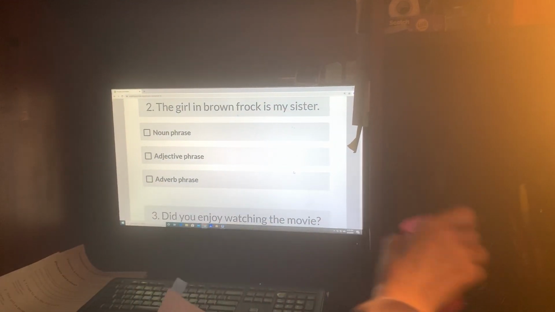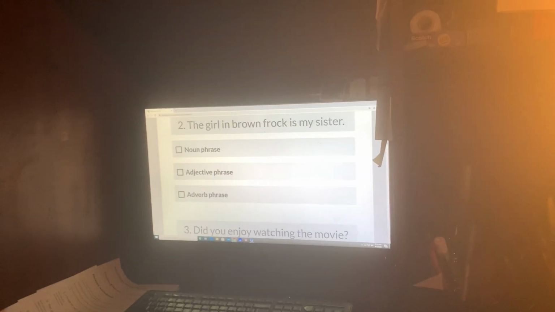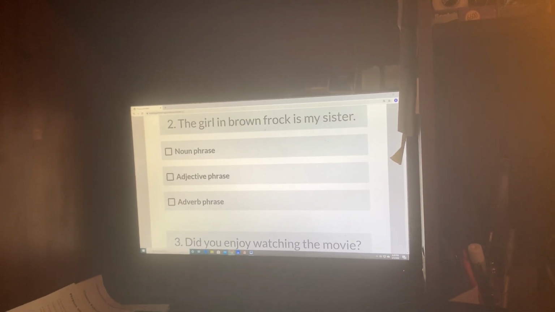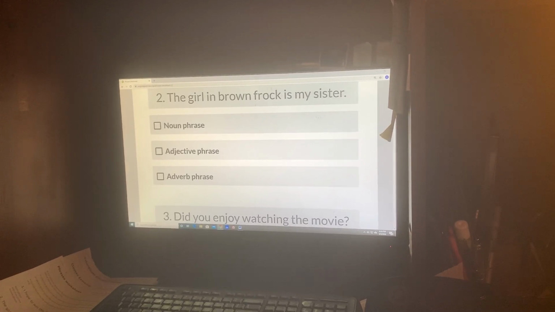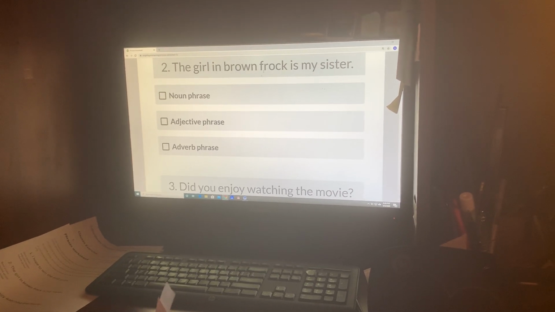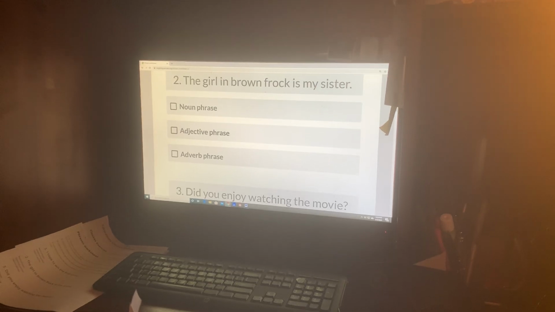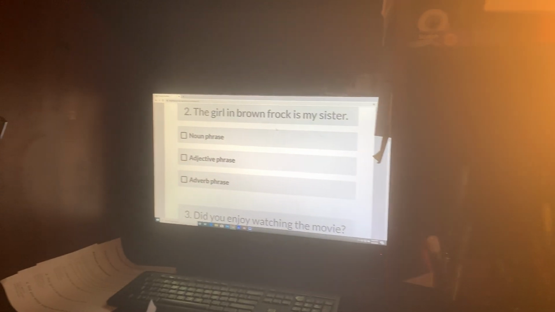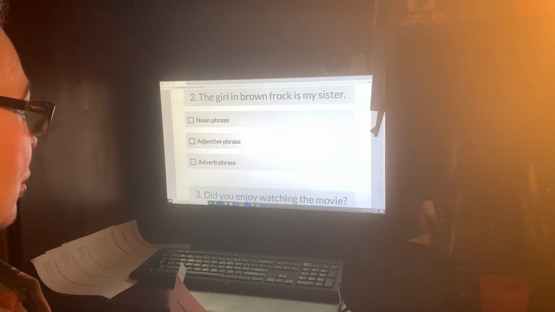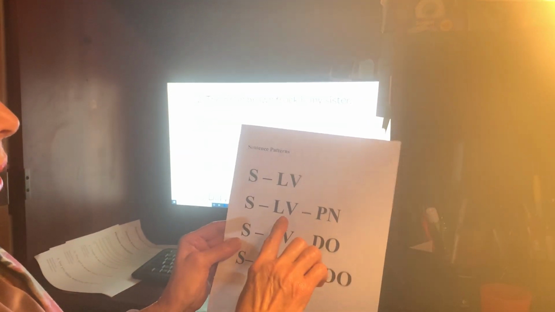The first word that comes to my head is in. In, inside, into. Prep phrase: in the brown frock. Frock is used in England as a dress. So, in the brown frock is a phrase. Subject, girl, is linking verb. Girl is what? Sister. PN, LV, PN.